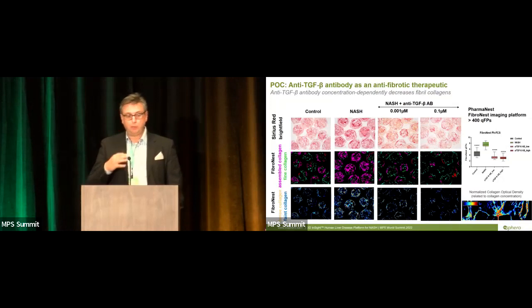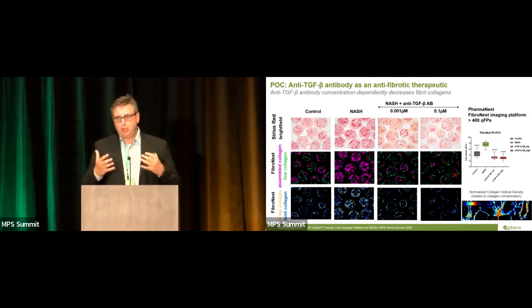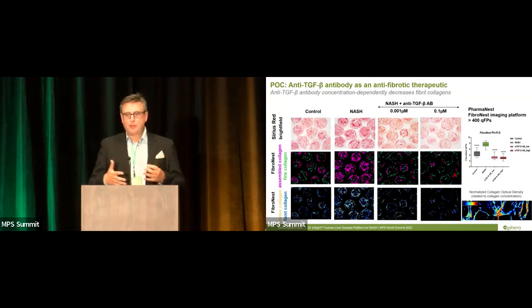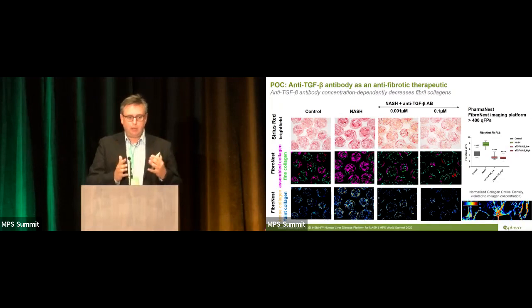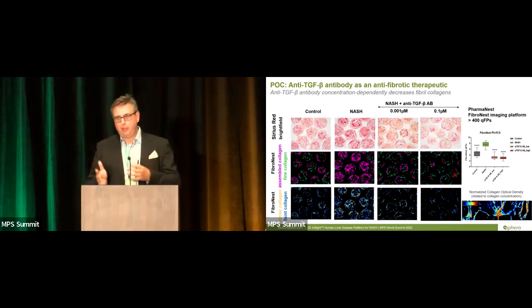So how does that work practically? You see the Sirius Red bright field image on the top with already a visible change or visible reduction of fibril deposition as we add our TGF-beta1 antibody to the system. But the FibroNest software now allows us to really understand what kind of morphological changes we see. So in the second line, you see in pink the assembled collagen and in green the fine collagen.